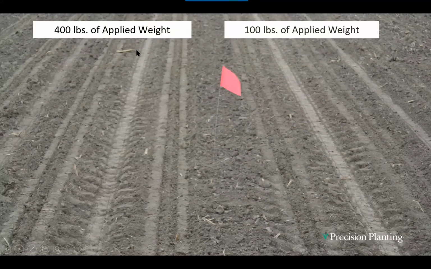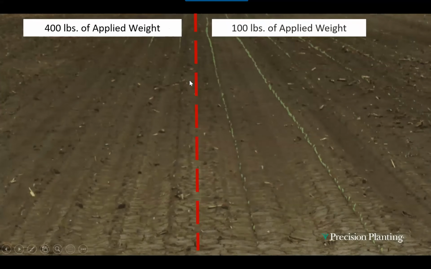On the left side, this is 400 pounds applied, and here's your difference. You can see this very hard spot. We've really compressed that soil, and when we come to emerge, we've reduced oxygen, we've reduced water, we've restricted the root sizing a bit. And now as we do that, we've slowed the germination on this down versus over here on the other side.